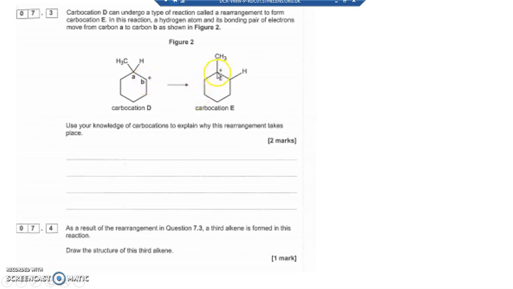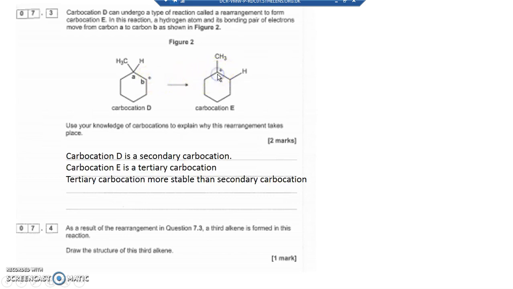Whereas here, this carbon has got one carbon here, and one carbon here. It's got 3 carbons joined to the C with the plus. So the carbocation's got 3 other carbons joined to it. It's a tertiary carbocation. In other words, this is a secondary carbocation, this is a tertiary carbocation. The tertiary carbocation is more stable than the secondary carbocation, and that's why it's formed.